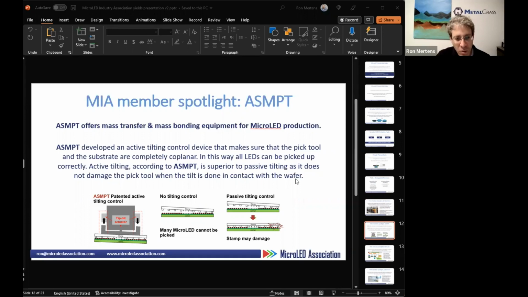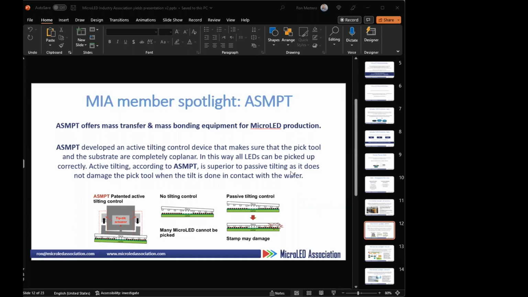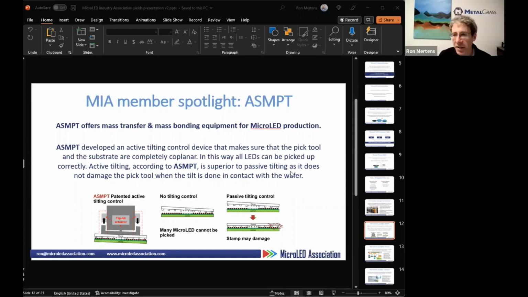Now, as you can see here below, when you have a stamp-based picking tool, it's very important to make sure that the head and the substrate are completely coplanar. Otherwise, the LEDs are not picked up correctly or even damaged if it touches the wafer. So it's quite common to use passive tilting control, that's shown here on the right, but active tilting is reportedly superior as it does not damage the pick tool if the tilt is done too close to the wafer. As you can see here in the image, that's a superior process from ASMPT.